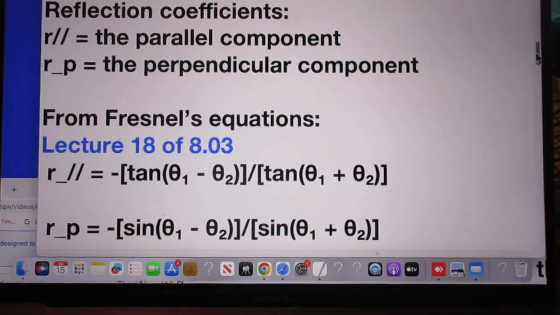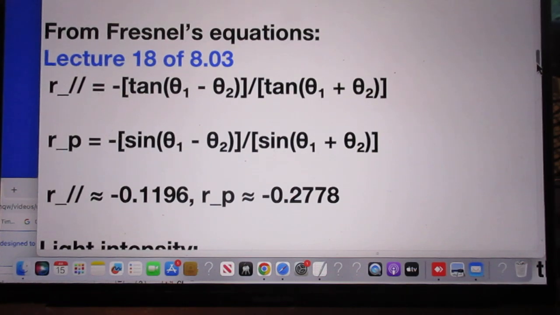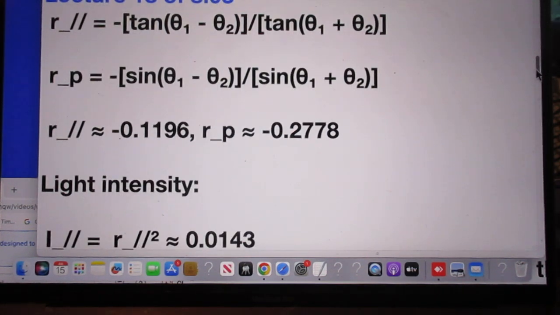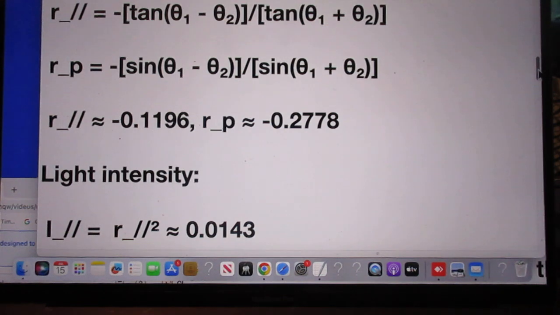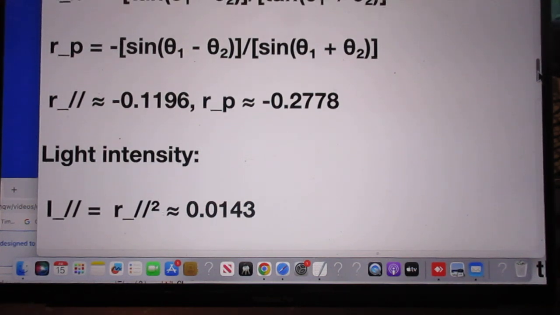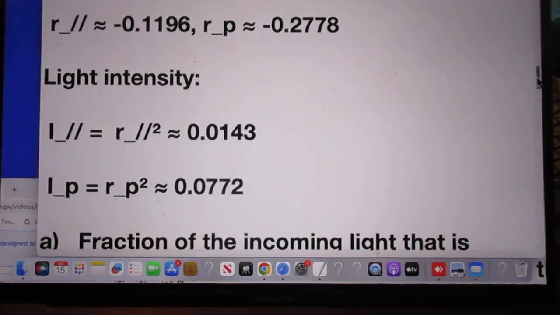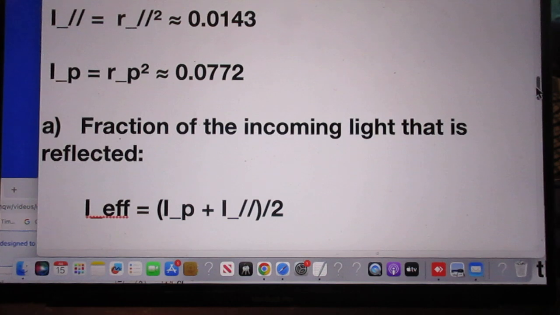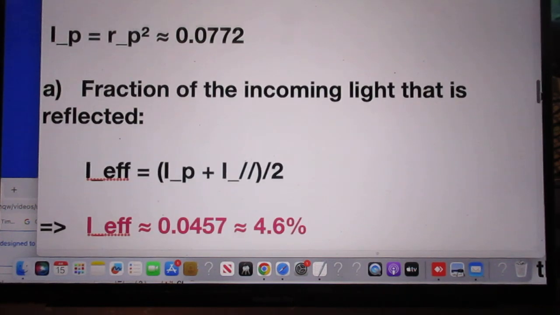The reflection coefficients. The parallel component he calls R parallel, and the perpendicular component he calls R of P. From Fresnel equations in my lecture 18 of 803, you find here what R parallel is, and here you find what R perpendicular is. Again, I'm not explaining any of this, because if you haven't watched my lecture 18, then it's wasted on you anyhow. So the light intensity, we have I parallel, and we have R parallel, I perpendicular, and R perpendicular.